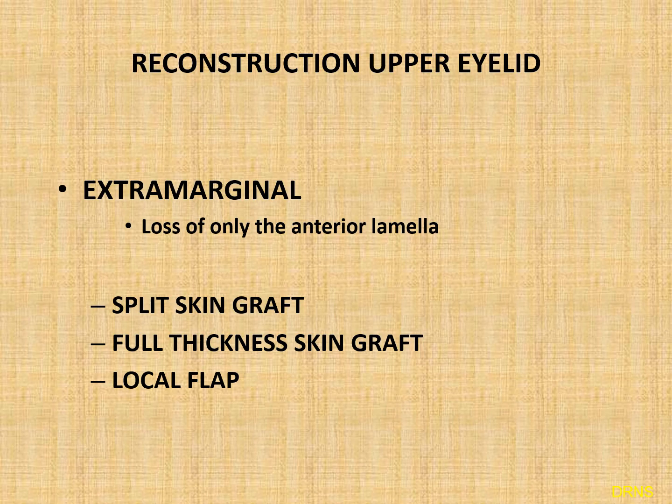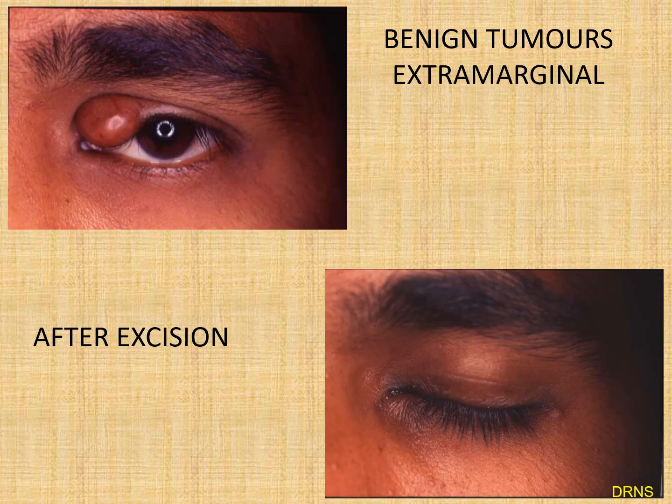Now, reconstruction of upper eyelid. Extramarginal, loss of only the anterior lamella. Split skin graft, full thickness skin graft or local flap can be used. Here you see a small tumor in the upper eyelid which was excised and the defect closed directly.